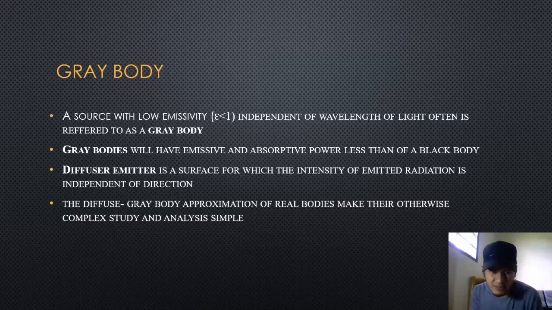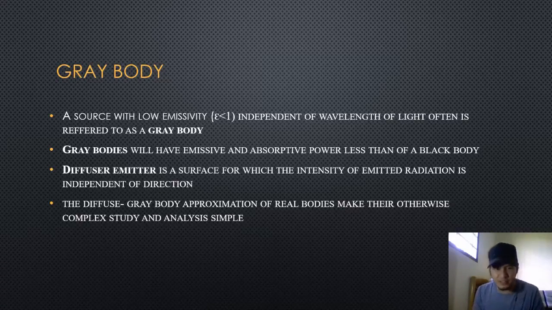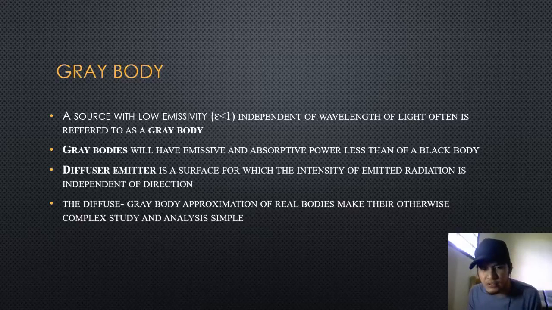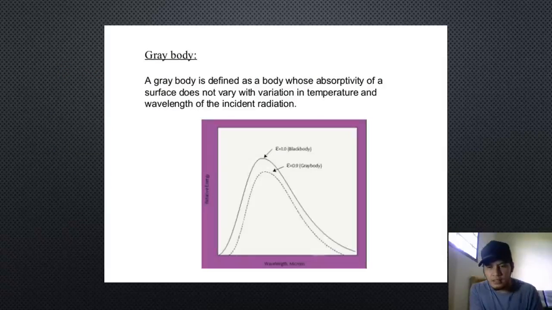A diffuse emitter is a surface for which the intensity of emitted radiation is independent of direction. The diffuse gray body approximation of gray bodies makes the otherwise complex study and analysis simple. This is the difference between the black body and the gray body.